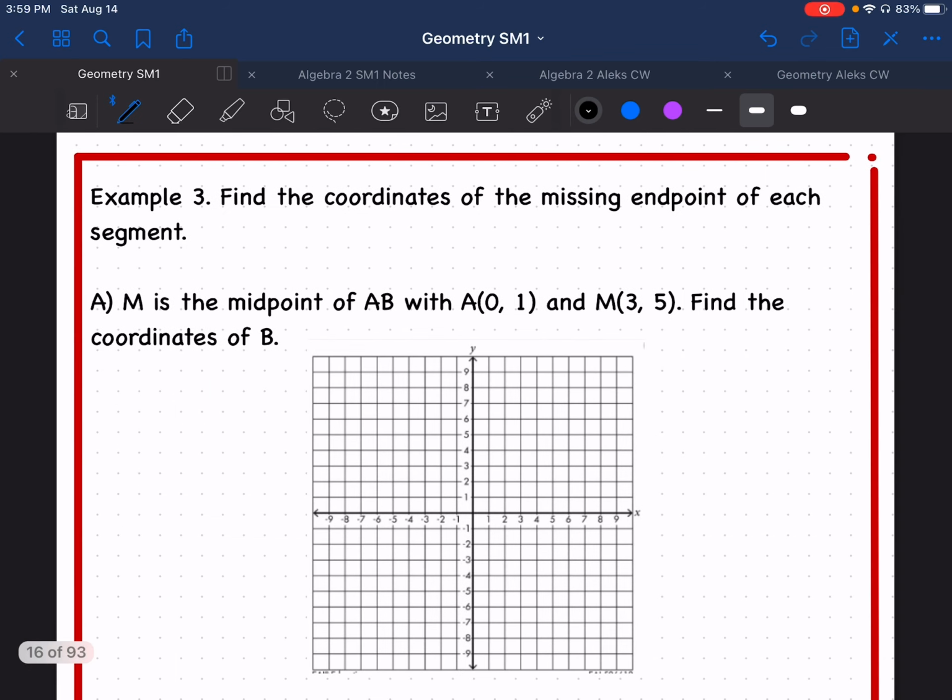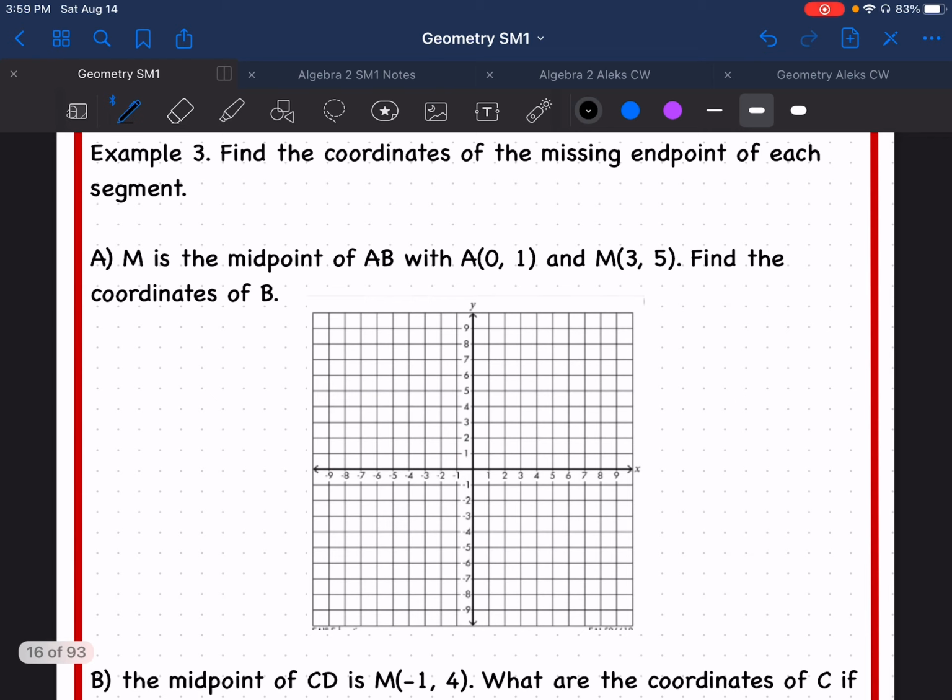Find the coordinates of the missing endpoint of each of the segments. So M is the midpoint of segment AB, with A at (0, 1). Let's go ahead and graph that and label. Remember in geometry, when we graph, we also label. And M is at (3, 5). Find the coordinates of B.